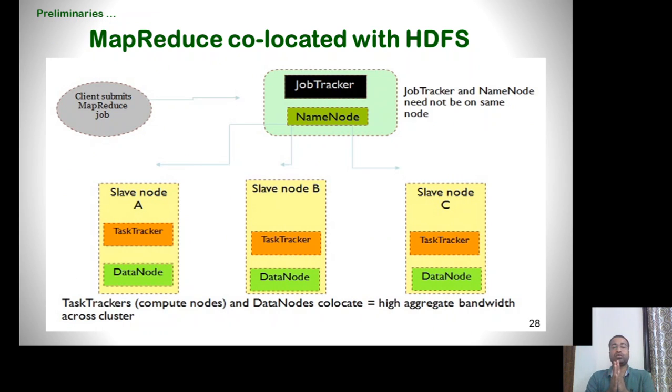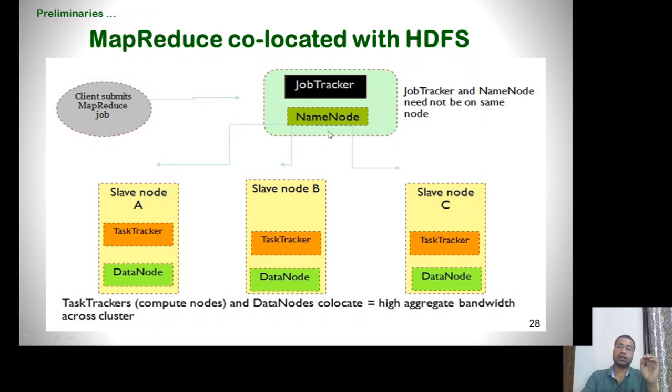So how is MapReduce co-located with HDFS? There are different daemon processes. HDFS has its daemon processes, name node and data node, and MapReduce has its daemon processes, job tracker and task tracker. The job tracker controls the computation part on the slave nodes, just as the name node governs the management of the file system on the master machine.